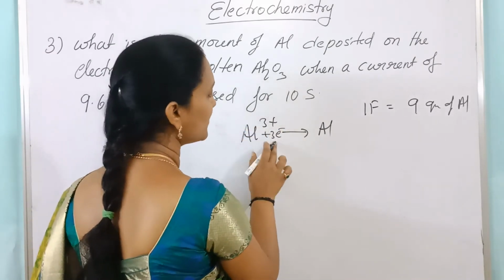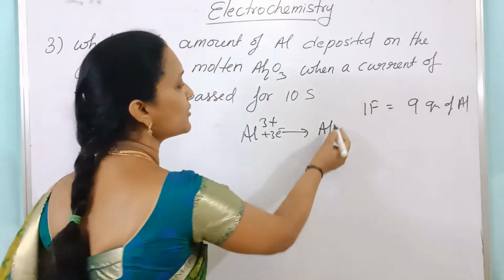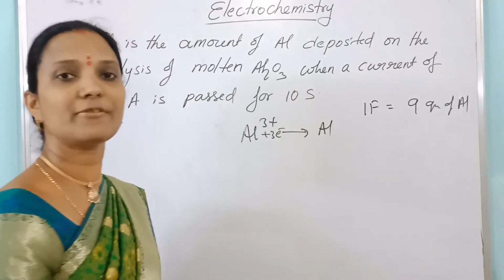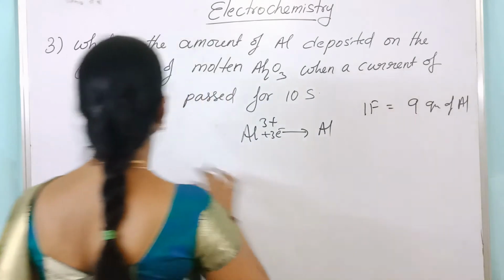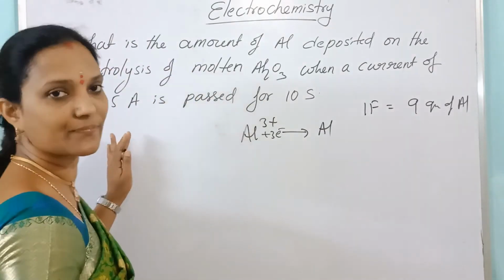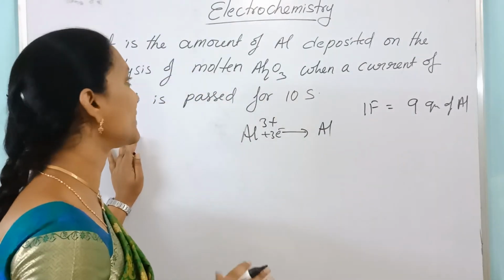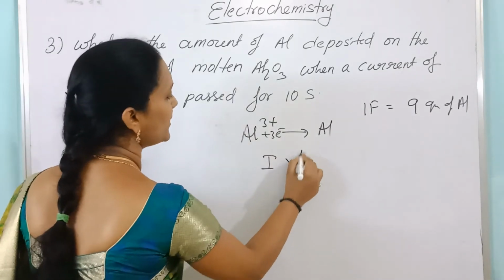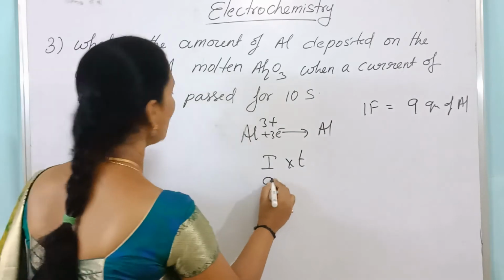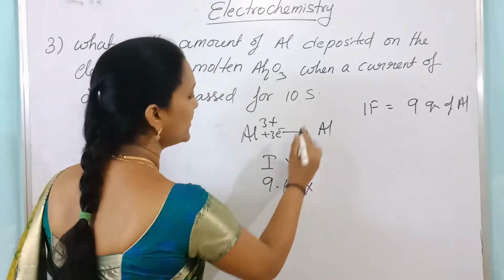So plus 3, nothing but 3 electrons. 3 Faradays gives 27 grams. So 1 Faraday gives 9 grams. Now here how many Faradays? Okay. So how much quantity of electricity are we passing? Current I given and T given. Okay. I 9.65 into T 10.